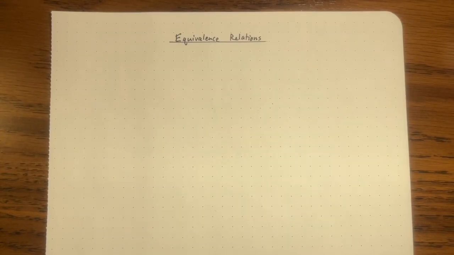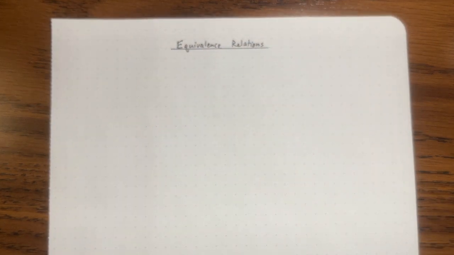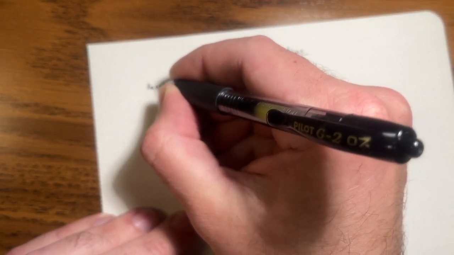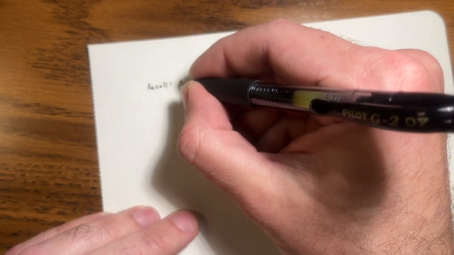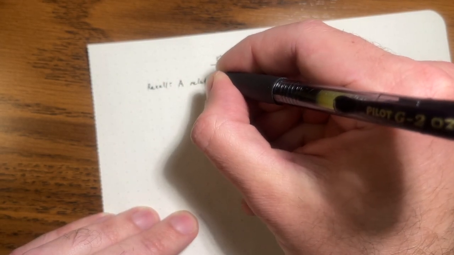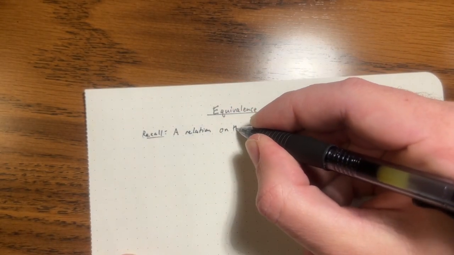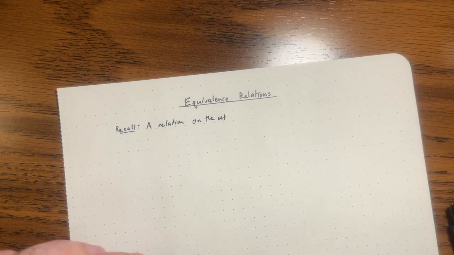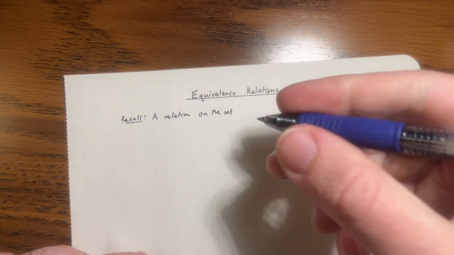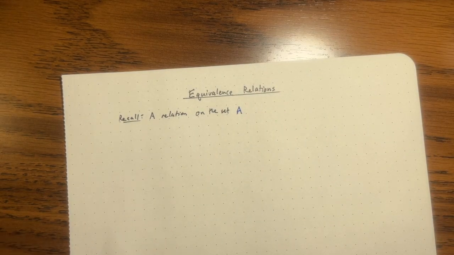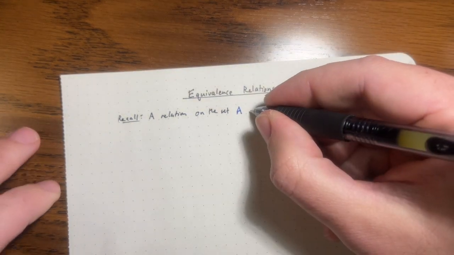In this lecture, we'll discuss what is certainly one of the most important mathematical relations, which is the equivalence relation. So before we do that, I'd just like to recall what a relation is. A relation, we can have a relation from one set to another, or a relation on one set, which means from the set to itself. So we're going to focus on that in this video.